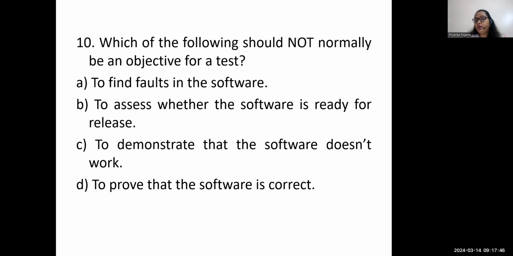Next question to all. Which of the following should not normally be an objective for a test? Think properly. What is not your objective? To find faults in software, to assess whether software is ready to release, to demonstrate that software doesn't work, or to prove that software is correct. Which of the following is not normally an objective for a test? A, B, C, D. What do you think? Which option is correct?